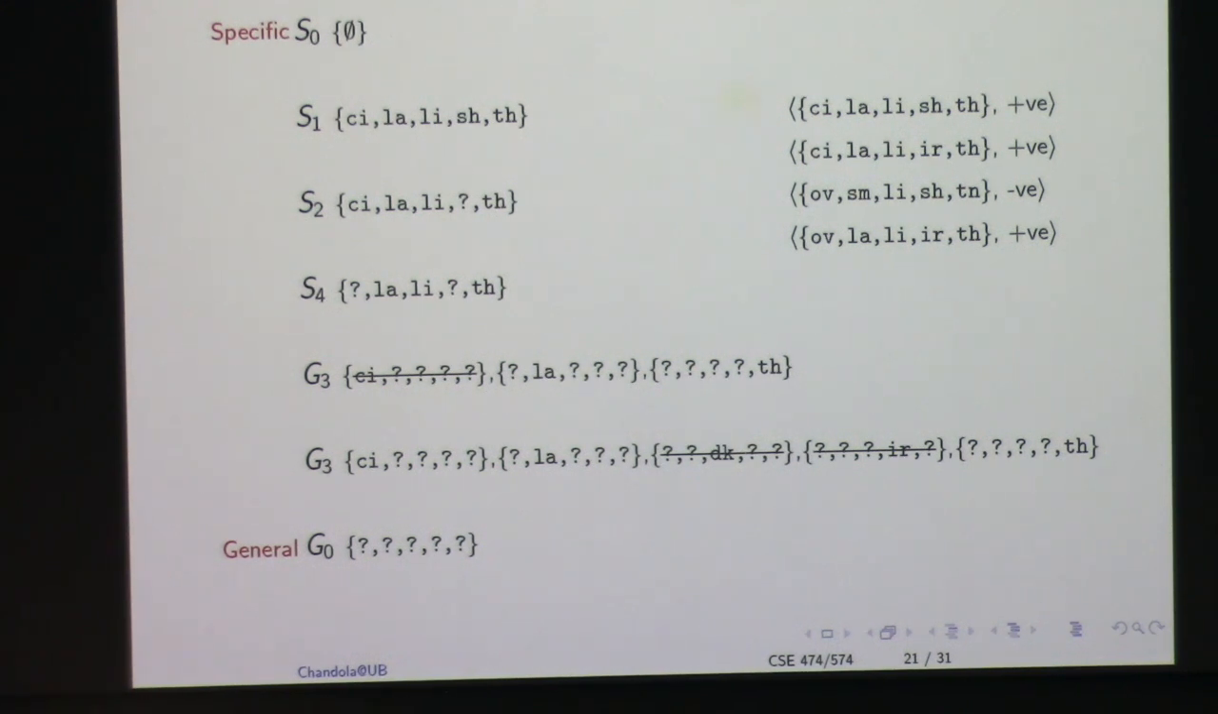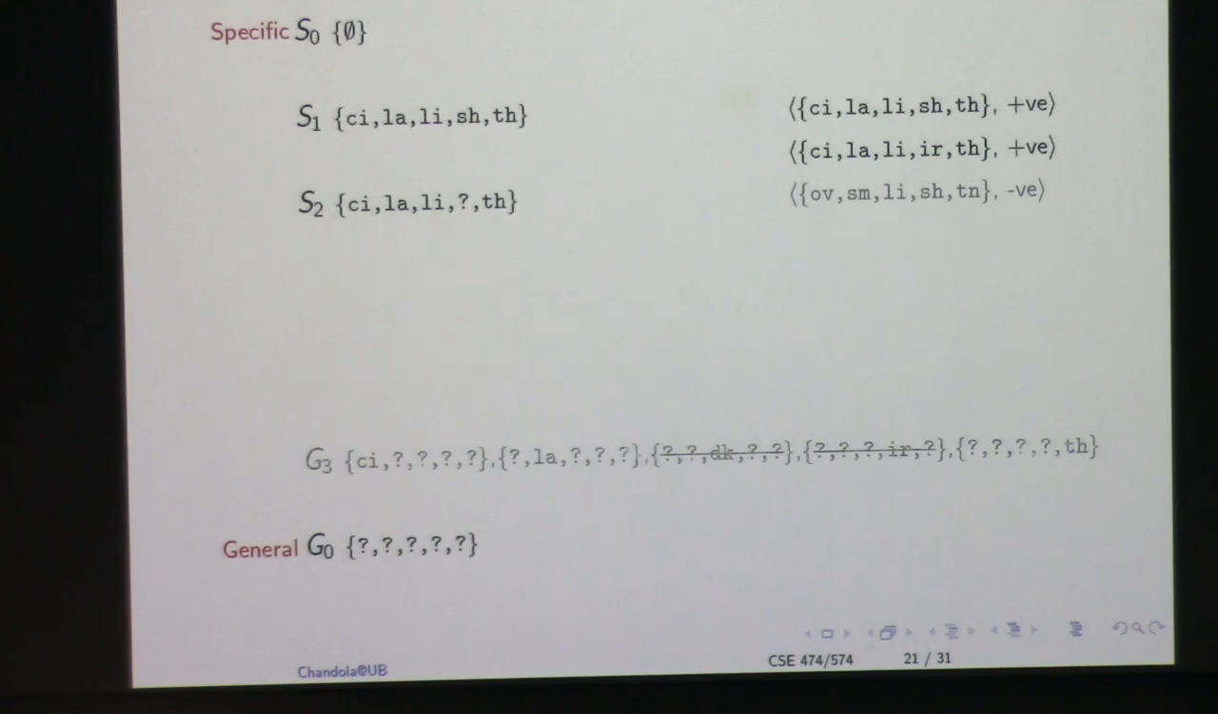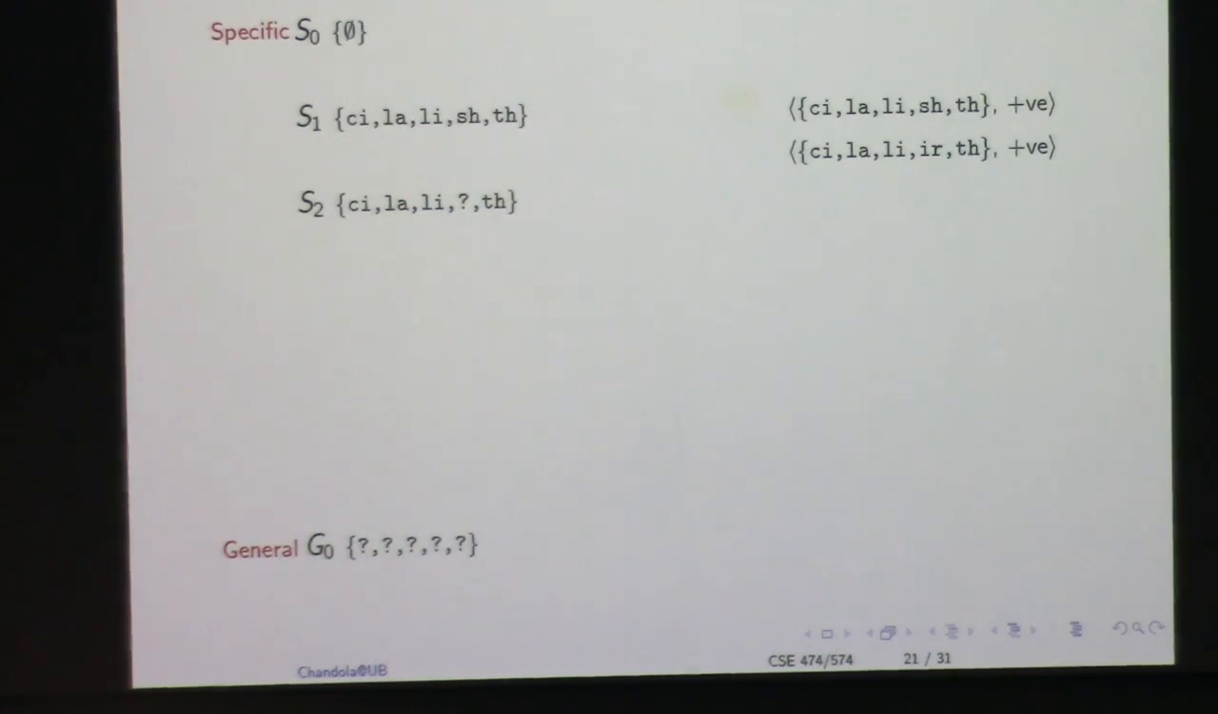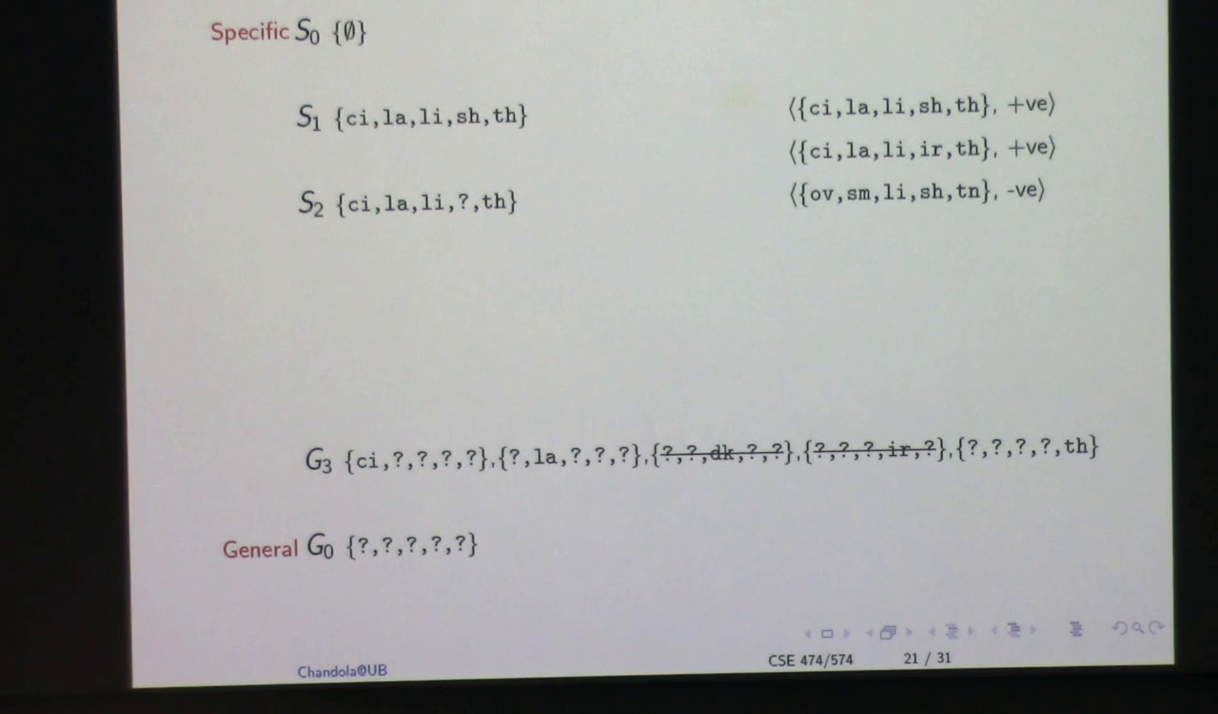Okay, so the question is for the third example. This was our state before we saw the third example. The third example came, and this is negative, right? So the first thing we want to check is whether any hypothesis in the specific boundary is still consistent with this one. In this case, if you check, it is consistent, because this hypothesis is going to call this object negative, right?